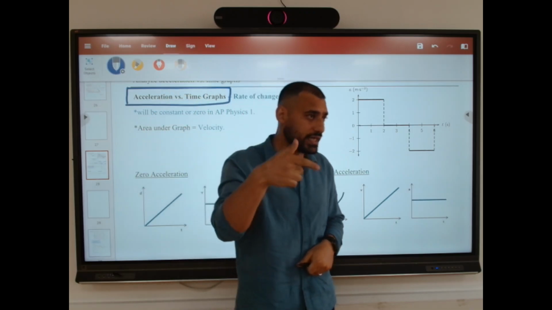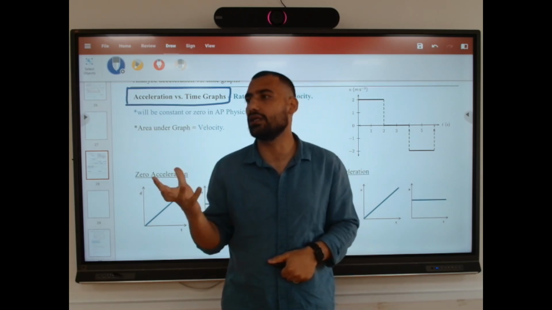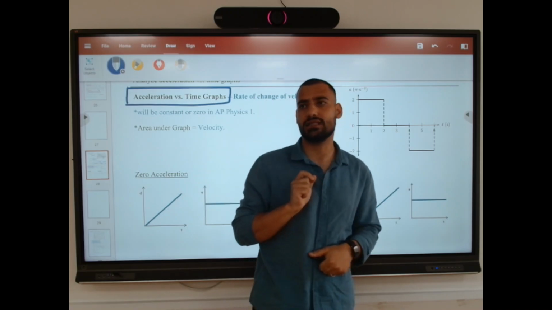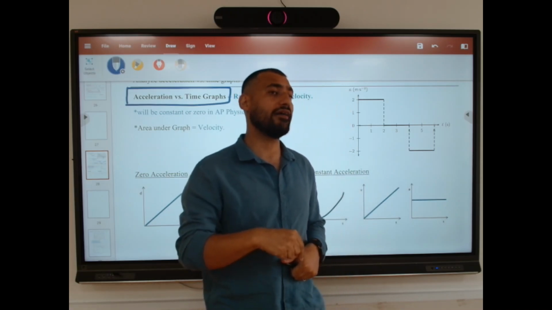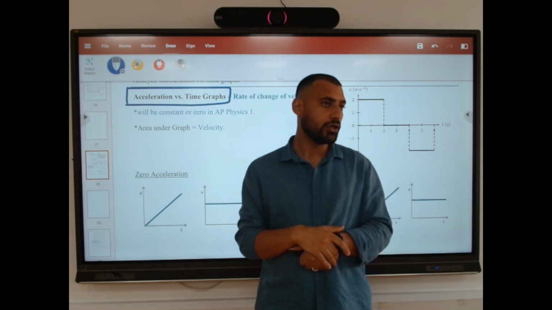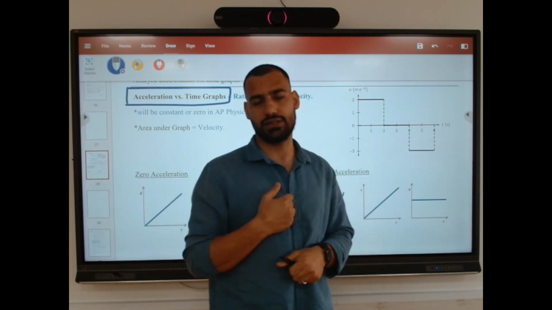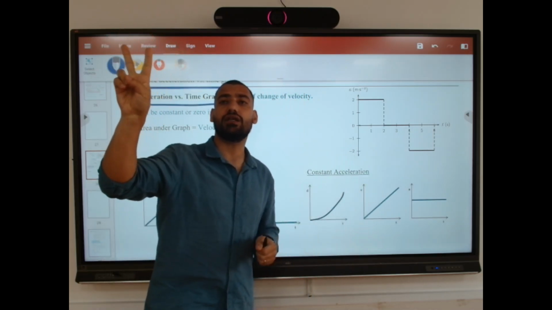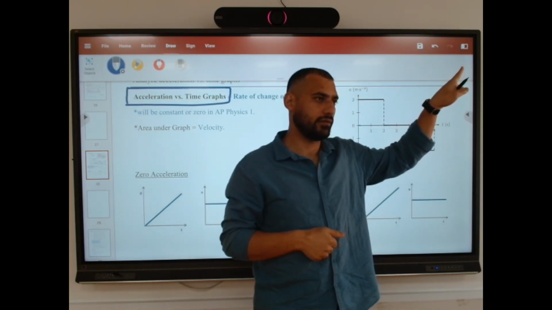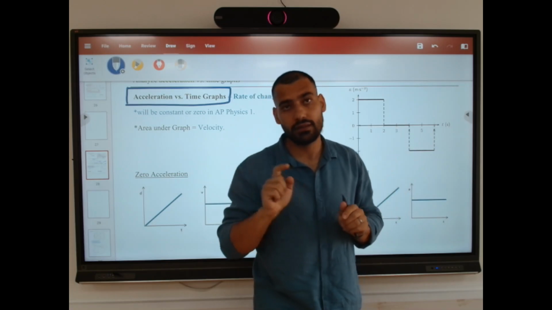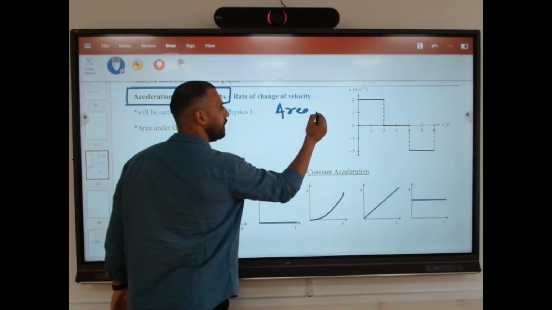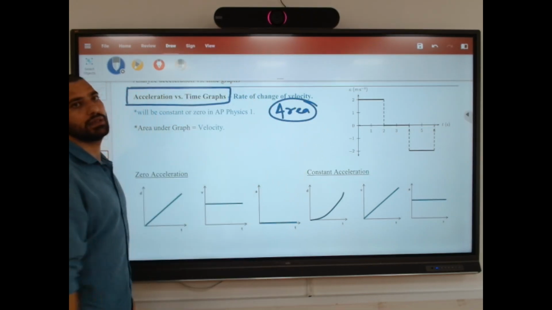If acceleration is changing, then what will you get? You will get jerk. That will not be asked from you. But what you will be asked is, from the acceleration-time graph, calculate the velocity. Fine? So how do you calculate the velocity from an acceleration-time graph? There are two methods of calculating velocity. First, from the slope of the position-time graph. Or, very important, from the area of the acceleration-time graph.